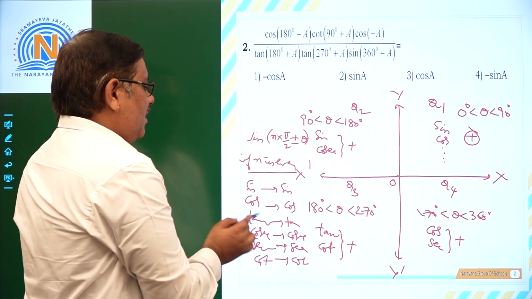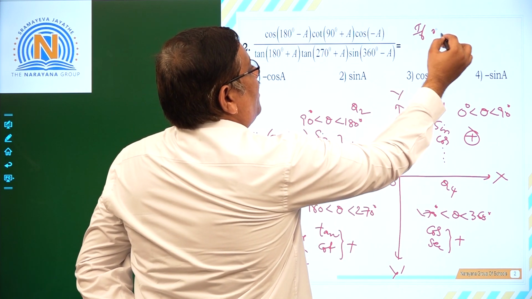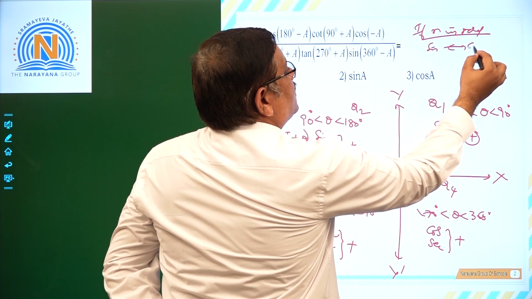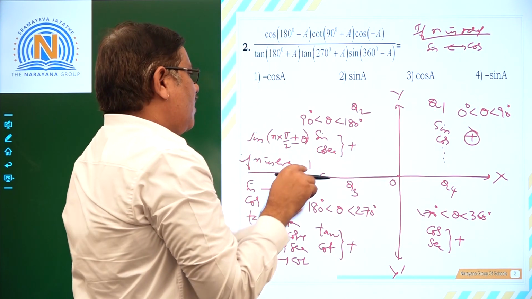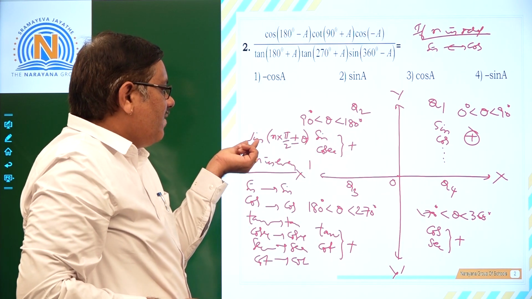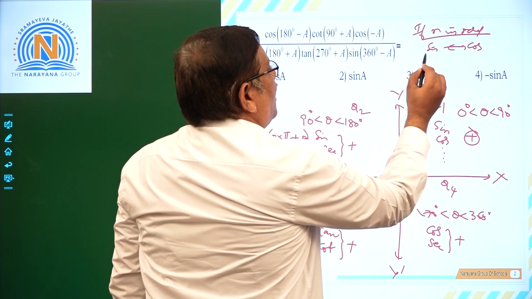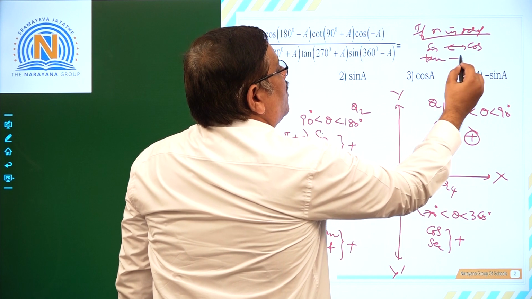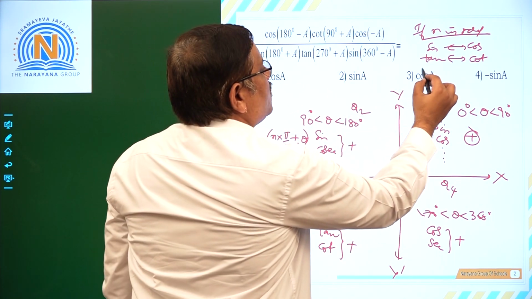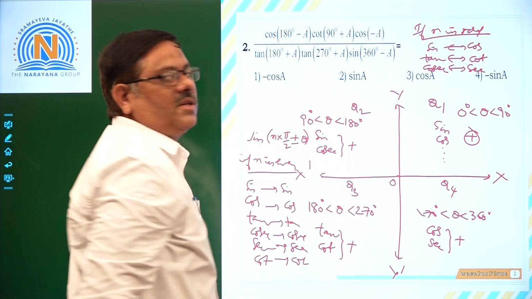If n is odd, sin changes to cos and cos changes to sin, vice versa. Signs we talk about later; depending on the quadrant, the sign will be decided. But here the sin function changes to cos function if n is odd. If n is odd, the tan function changes to cot function and cot changes to tan, vice versa. Similarly, cosecant changes to secant and secant changes to cosecant.